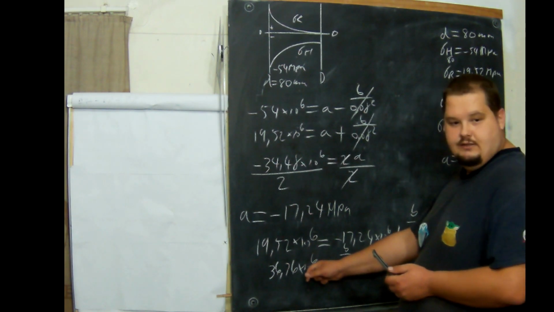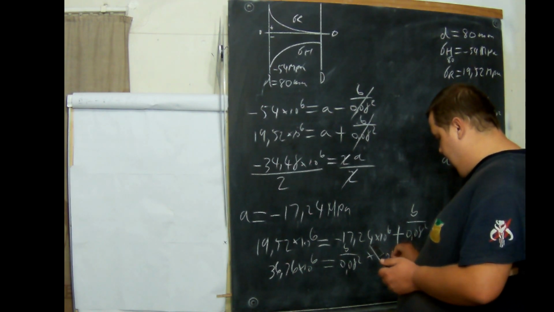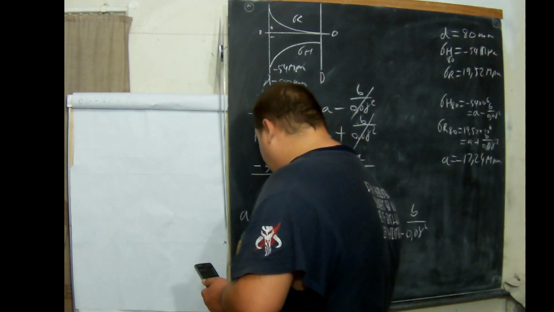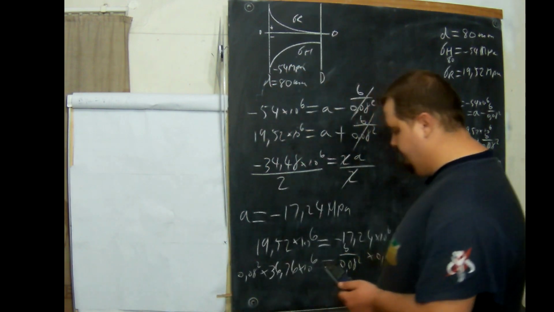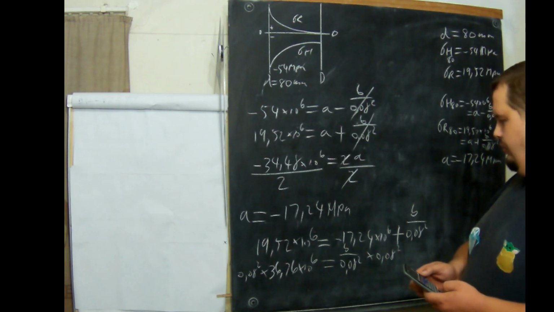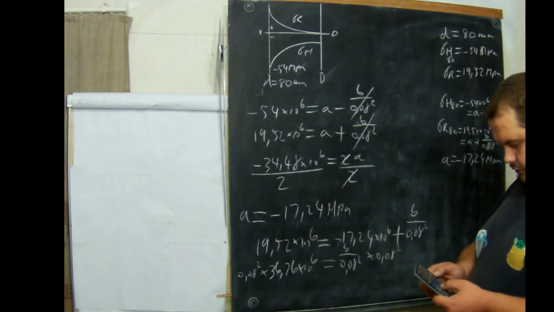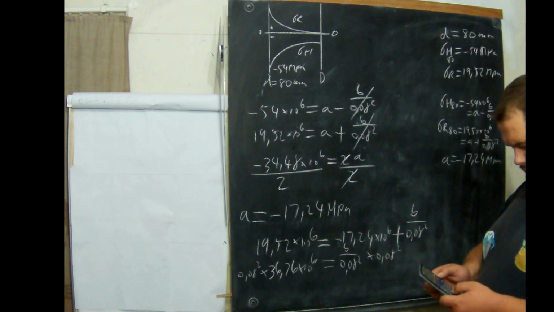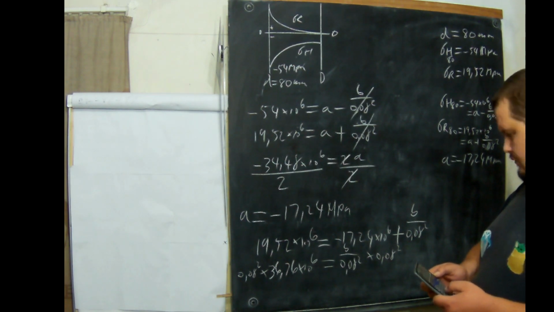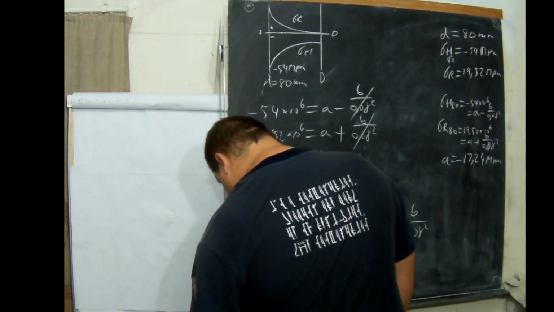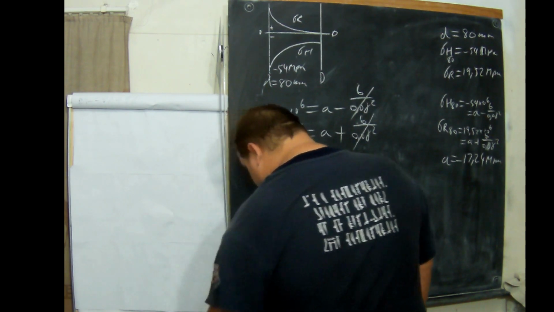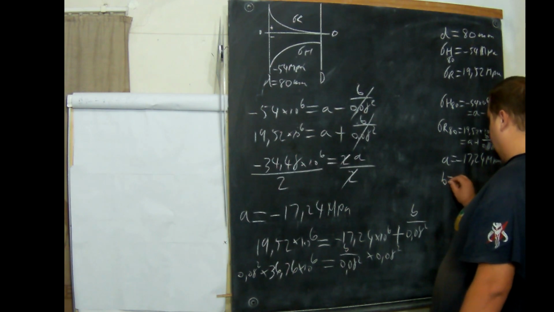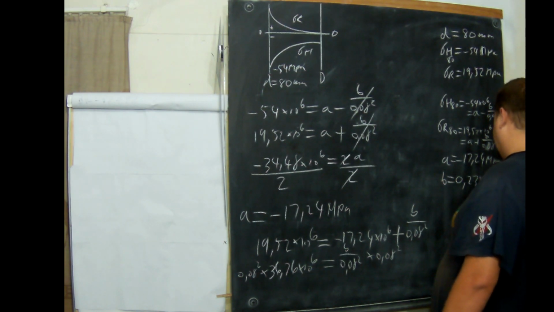So this will multiply with this. So multiply 0,08 squared, so multiply 0,08 squared, then we will get B. 0,08 squared multiplied by 36,76 times 10 to the 6 equals 0,235. B is equal to 0,235 times 10 to the 6.